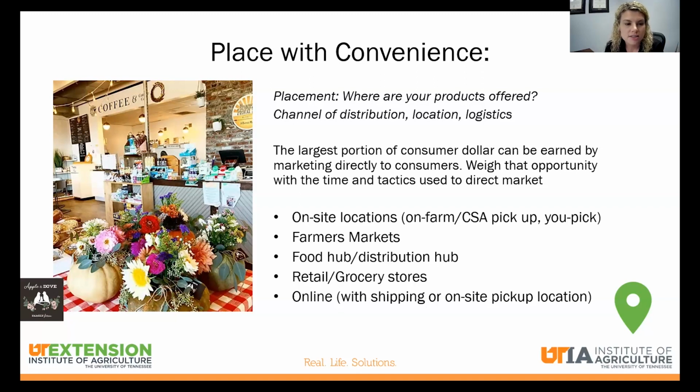We also may want to consider farmers markets. That's a great way for especially beginners to get their name out there and to find customers. We might want to think about a food hub or a distribution hub or retailer grocery stores. So where are these customers going and how can we make it as convenient as possible to make this purchase?